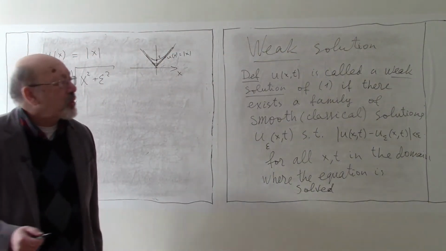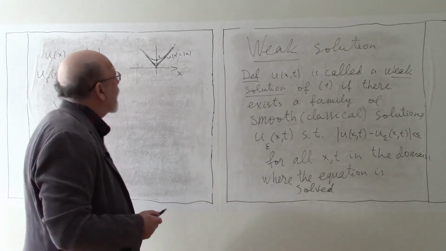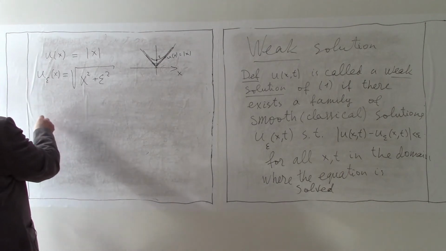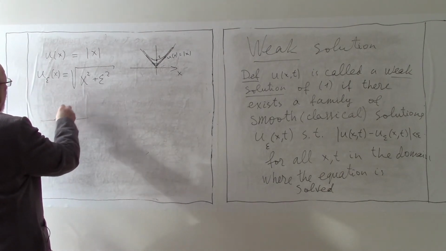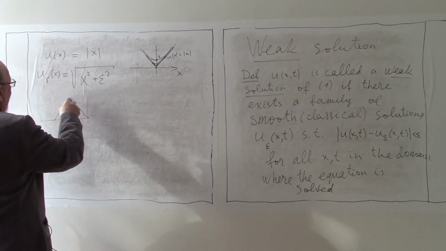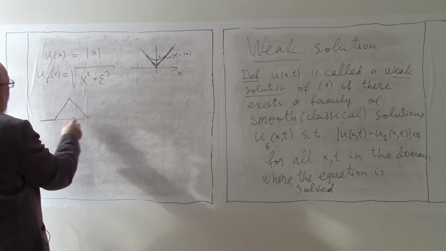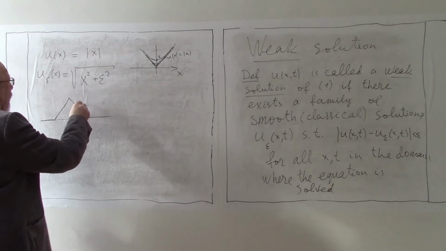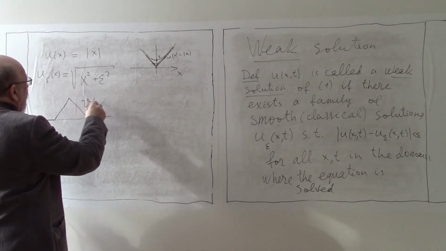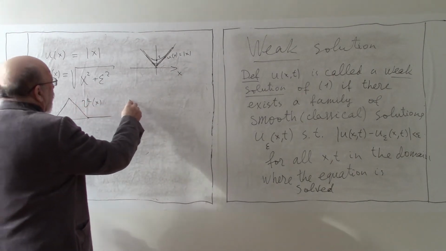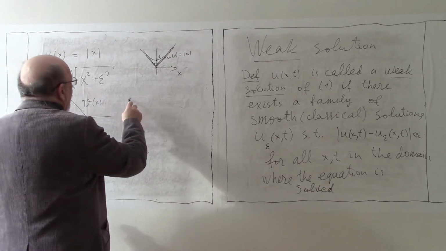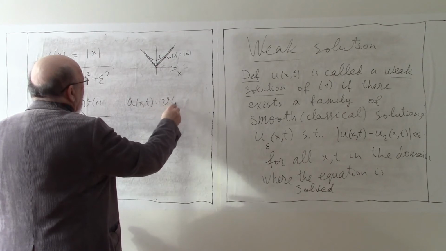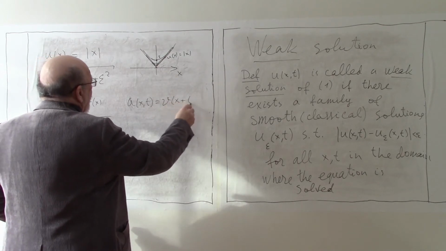With this definition, we can see that our solutions, for example, this function, like this. So this function is a weak solution. Say it is v of x, and we consider a function u of x,t equals v of x plus t.